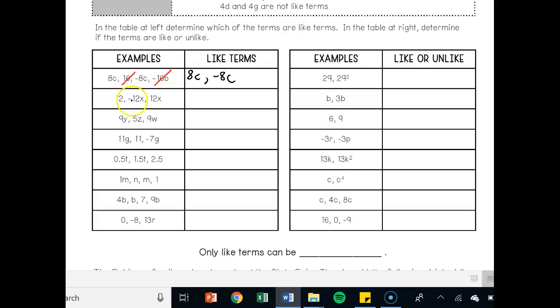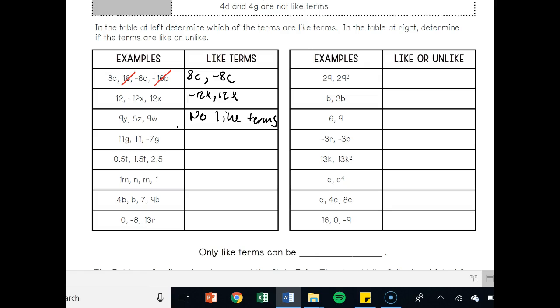What about like terms for the next one? We got 12, negative 12x, and 12x. Remember, it's got to have the same variable and exponent. So we've got negative 12x and 12x, right? The coefficient in front does not matter if it's positive or negative, but since they both have x, they are the like terms. So 9y, 5z, and 9w. We got no like terms here. Why? Because we got a y, we got a z, we got a w. None of those variables are the same.